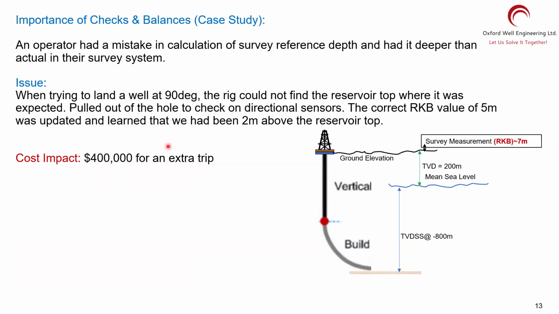Importance of checks and balances. This is just a case study I wanted to share. In this case study, somebody forgot to put in the RKB elevation. It should be 5. Somebody put it 7.